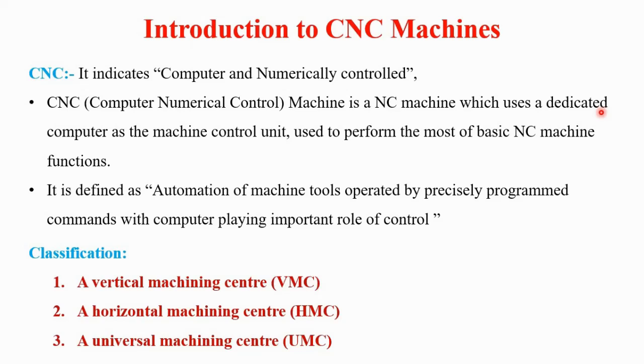CNC machines are classified into three groups, that is VMC, HMC, and UMC, according to the position of the machining center. That is vertical machining center, VMC, horizontal machining center, HMC, and universal machining center, UMC. If the spindle is vertically mounted, it is called a vertical machining center. If it is horizontally mounted, it is called a horizontal machining center. These are the three types of CNC machines.